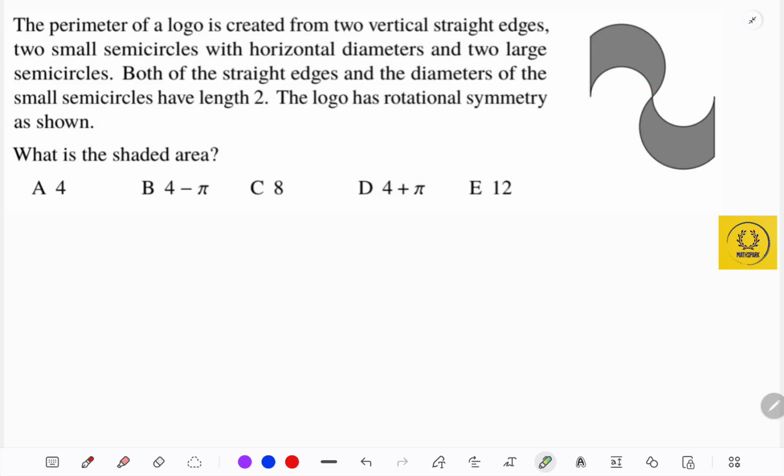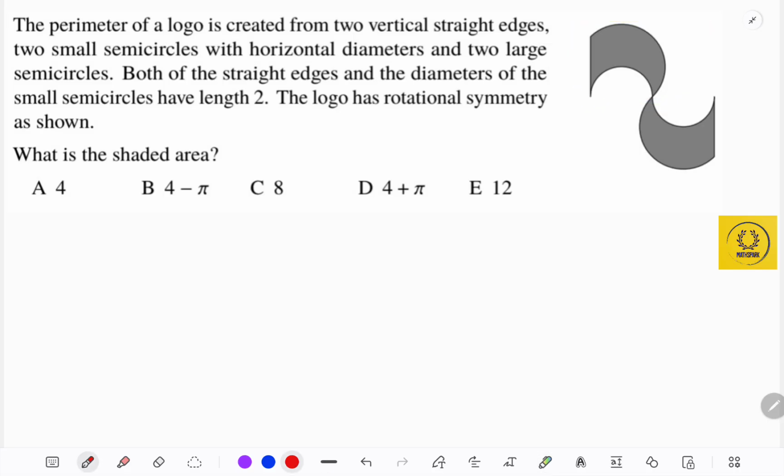And the logo has rotational symmetry. Okay, you can see that. So we are going to find the shaded area. Okay, so as we have a rotational symmetry, for finding the total shaded area, first of all, I'm just gonna focus on half of the figure. So when we found the area of this part, we can double the answer.